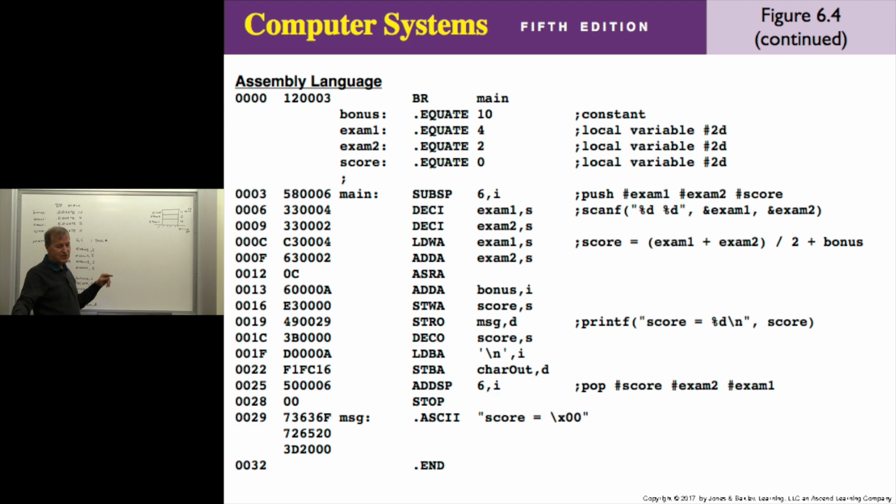Hashtag 2D. Why is that? What's the hashtag 2D on exam 1? What does that mean? 2-byte decimal. And furthermore, 2-byte decimal for exam 2, 2-byte decimal for score. But now also, when we do a sub-SP, what do we have to put? Push what? Hashtag what? Exam 1, hashtag exam 2, hashtag what?